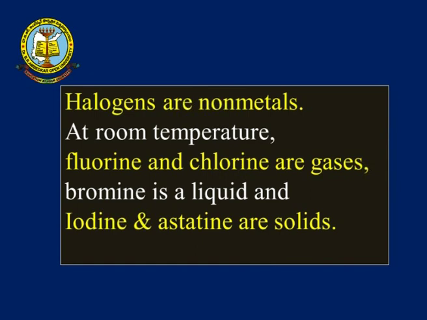So out of the 5 elements, they are all non-metals. Fluorine and chlorine are gases, bromine is a liquid, and iodine and astatine are solids. The physical state, as you observe from top to bottom: the first 2 are gases, the next one, bromine, is a liquid and the remaining 2 are solids. Okay, so all are non-metals and the physical state is also clear. Now the next one is atomicity. They are all in a diatomic state, right?